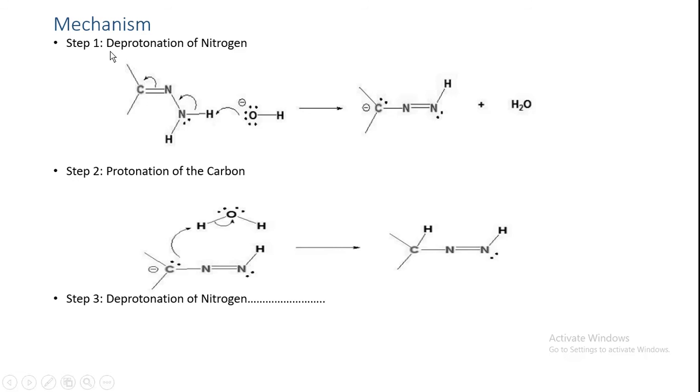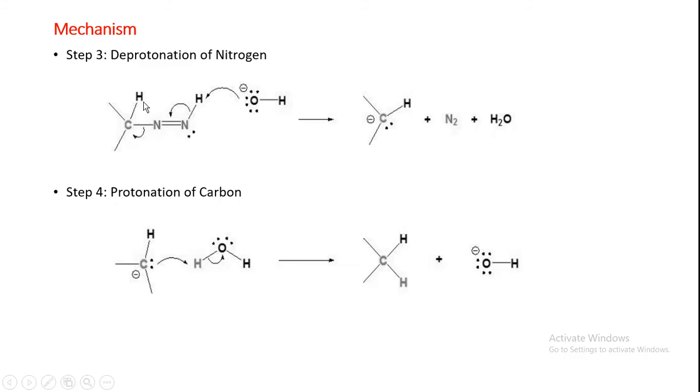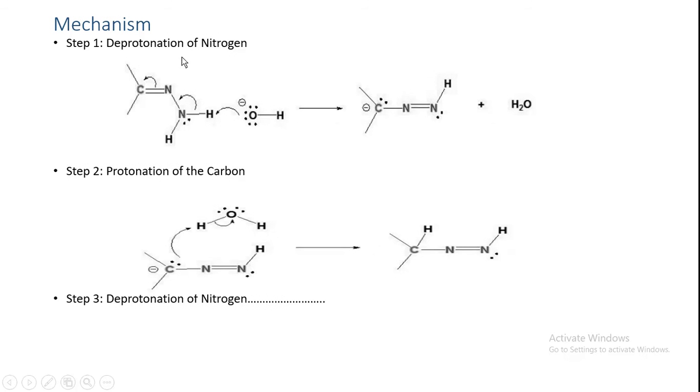First, you remember, in the mechanism there is a series of protonation and deprotonation steps, and ultimately we will get the product as an alkane. So first step, deprotonation of nitrogen. You see, deprotonation of nitrogen. So this is the second step product, that is hydrazone.